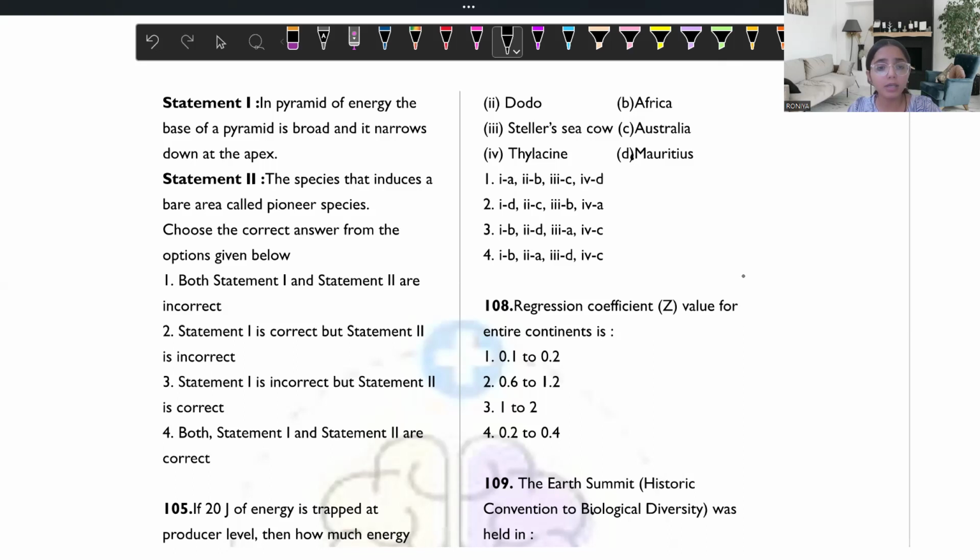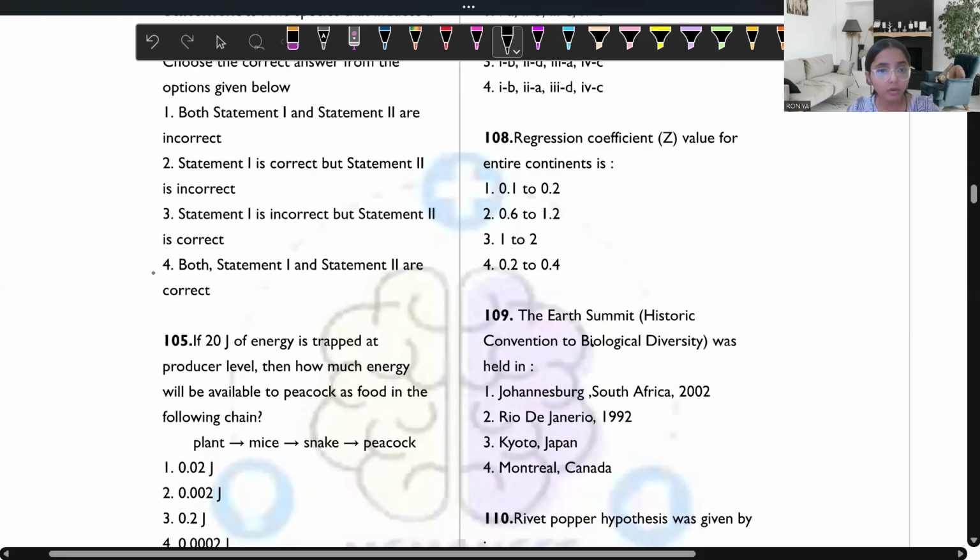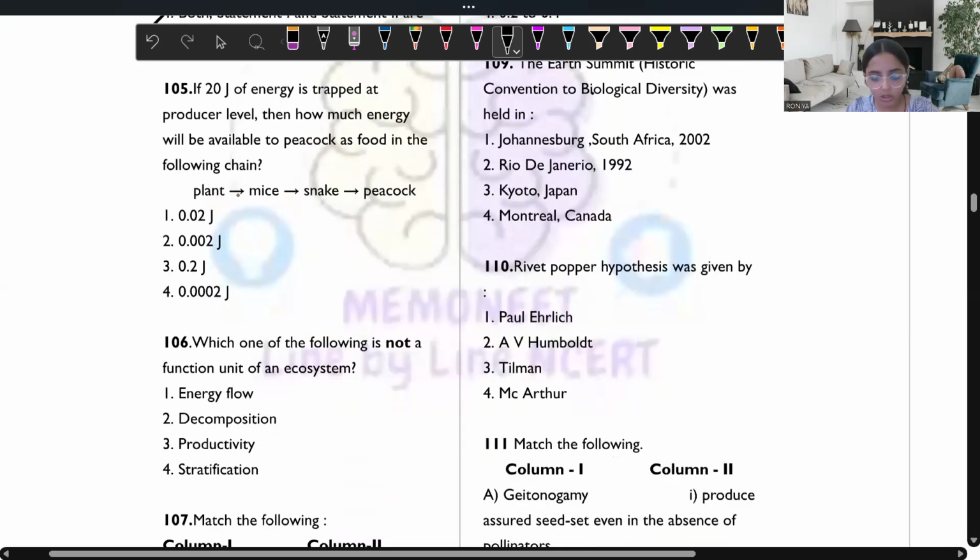Now let us see statement 2. It says the species that inhabit a bare area are called pioneer species. Yes, it is correct. A bare area does not have any population. The species of organisms that reside in that bare area for the first time are known as pioneer species. So both the statements are correct and the answer would be option number 4. Both statements 1 and 2 are correct. Now let us see question 105.